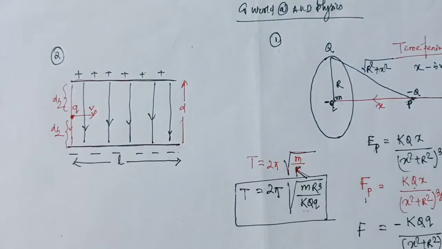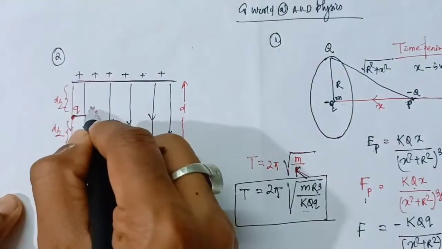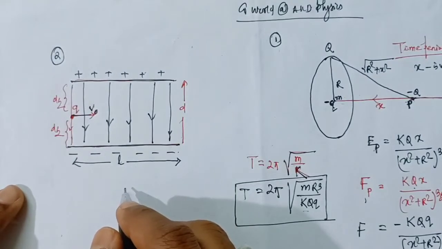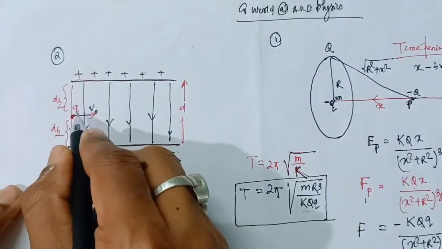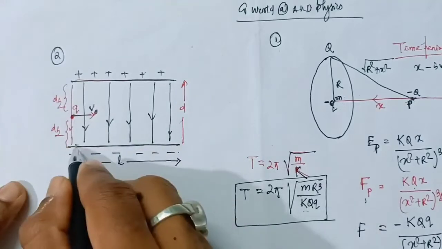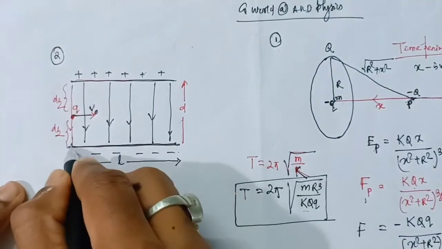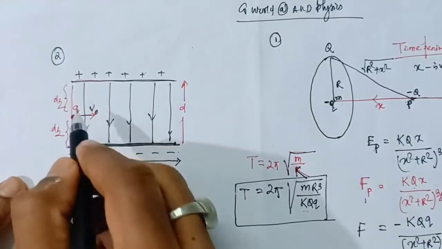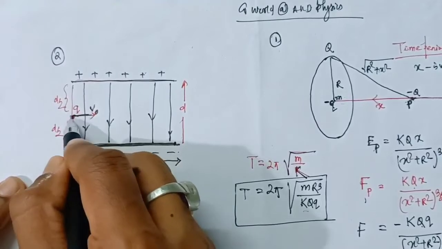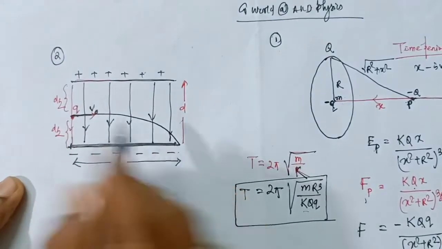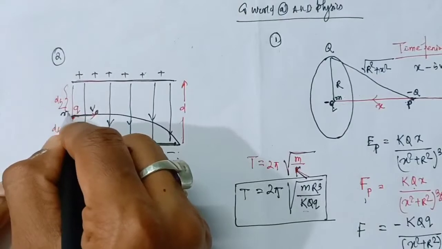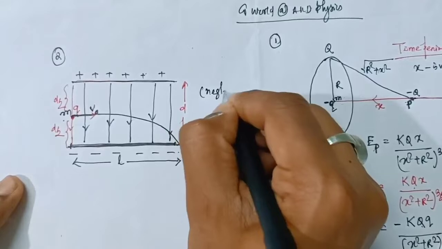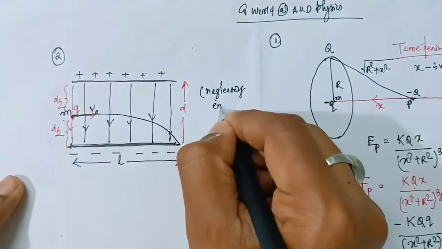A positive charge q is projected with a velocity v naught. The question is asking at what velocity someone can project this charge so that it will not collide with this surface. Because this is a positive charge, definitely its path will bend like this. Everything I am talking about here, this charge is positive, its mass is m, and we are neglecting the gravity here. Neglecting the impact of gravity.